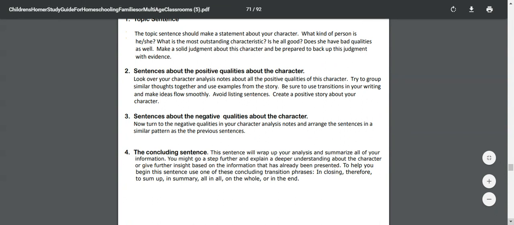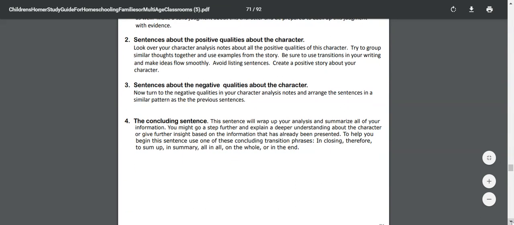The concluding sentence, of course, wraps up your analysis, and you're going to summarize all of your information. You might go a step further and explain a deeper understanding about the character, or give some insight based on the information that has already been presented. To help you to begin the sentence, use one of these concluding transition phrases. You can say, in closing, therefore, or to sum up, in summary, all in all, on the whole, in the end, or some other phrase that you choose.